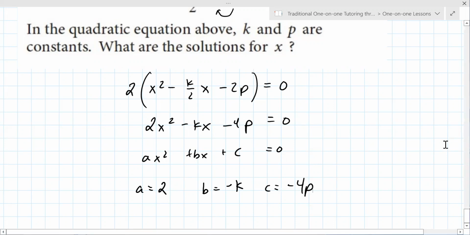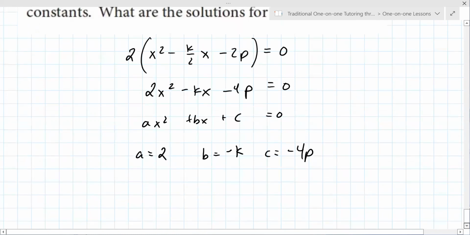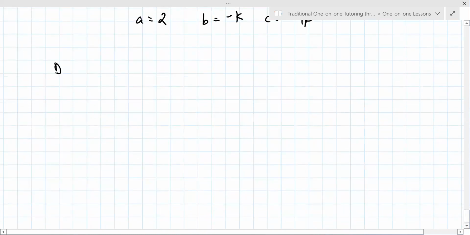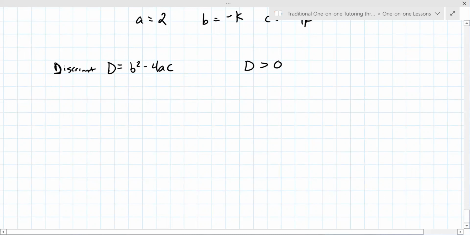Now, do you remember what the part under the square root is called? What name was given to that? It's called the discriminant. Now, why is it called that? I have no idea. I couldn't tell you, but that's what it's called. So the discriminant, there's three possibilities. It's usually referred to as D equals b squared minus 4ac. If D is greater than 0, it has two solutions.